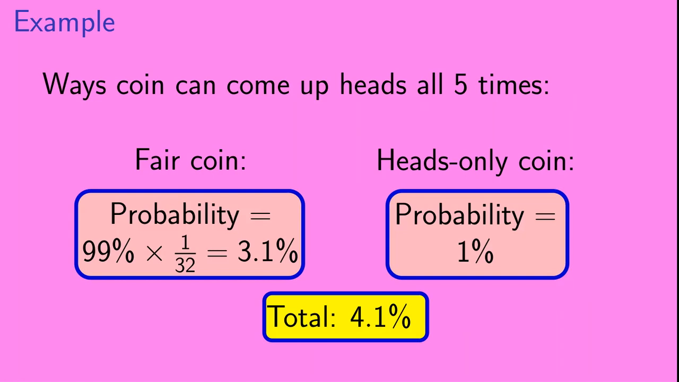So, let's look at the 2 ways the coin can come up heads all 5 times and their probabilities. The coin can be a fair coin, but by chance come up heads all 5 times. The probability of this is 99% times 1 over 32, which gives 3.1%. Alternatively, the coin can be a heads-only coin. This has a probability of 1%. If it's a heads-only coin, it will come up heads 5 times with 100% probability. We add these together to get the total probability that the coin will come up heads all 5 times. That is 4.1%.